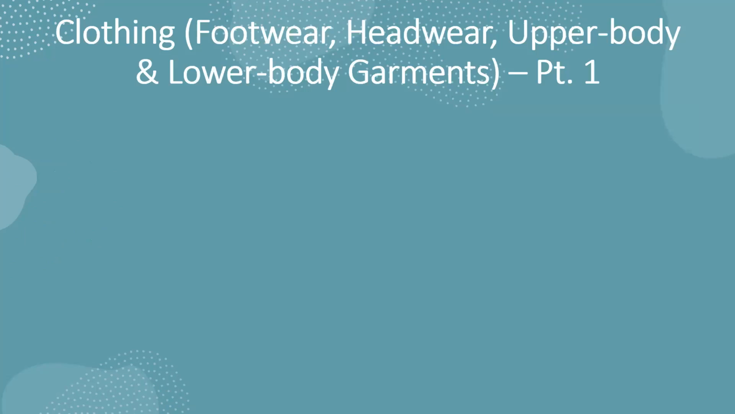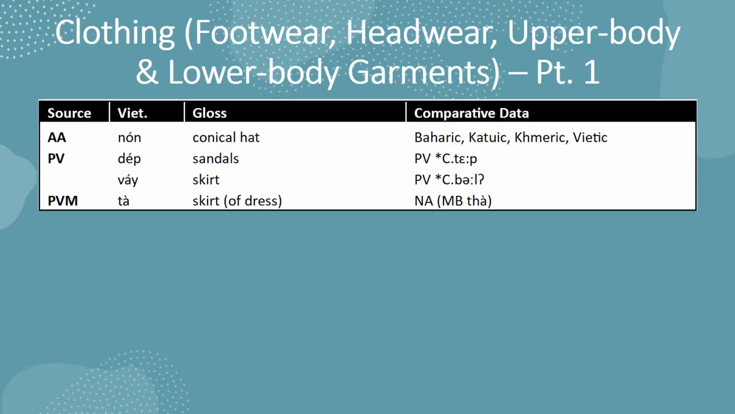Okay, clothing. Yes, of course. We want to see headwear, footwear, upper body, and lower body garments. And here there are a few native etyma. This is not Proto-Austroasiatic, but I'm just calling it Austroasiatic because it is attested in Bahnaric, Katuic, Khmeric, and Vietic. So it's contained in a geographic region.